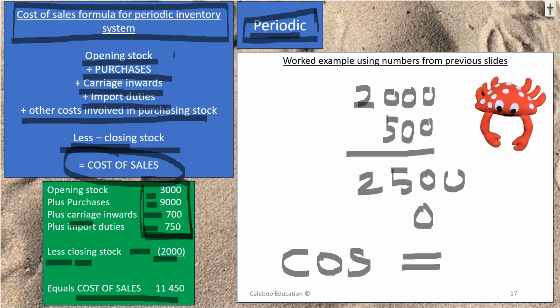2,500. The purchases was 2,000. Carriage inwards 500. That's 2,500. There was no stock left on the shelves, so the cost of sales was 2,500.